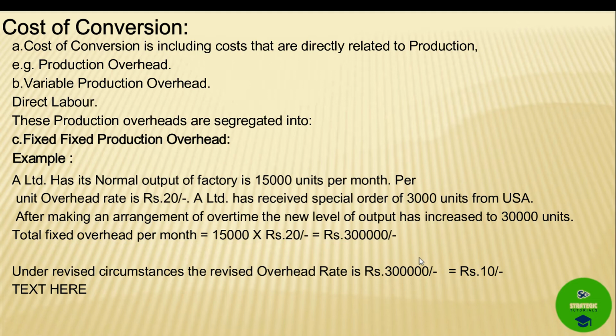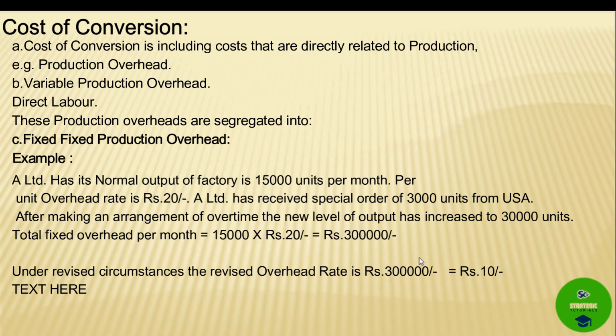A Limited has a normal factory output of 15,000 units per month. Per unit overhead rate is 20 rupees. A Limited has received a special order of 3,000 units from USA. After making an arrangement of the overtime, the new level of output has increased to 30,000 units. Earlier it was 15,000, just double. Production capacity has increased to 30,000 units.